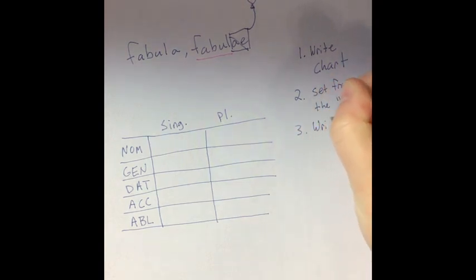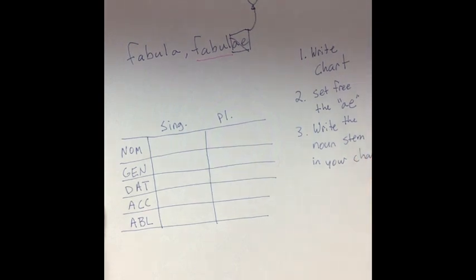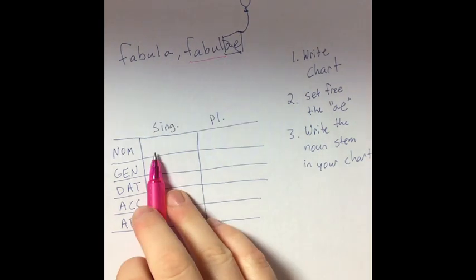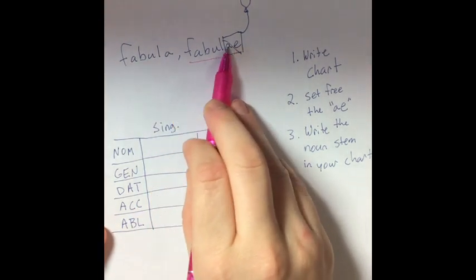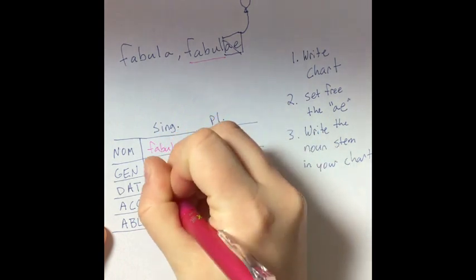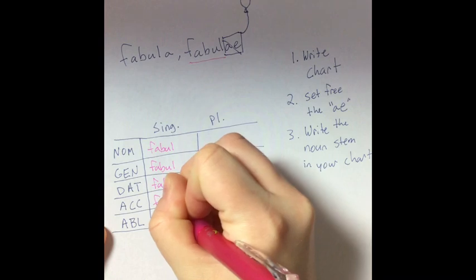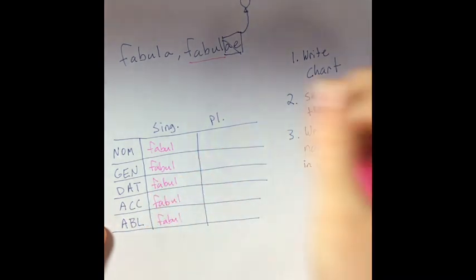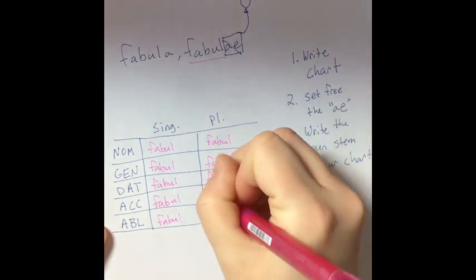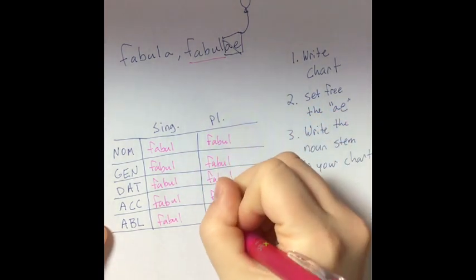All right, so after we set free our AE, then we are going to write the noun stem in your chart. Eventually I would like to change the way we do this a little bit, but for now this is the way we're going to do it because it will make sense to you. The noun stem is fabul because we set free the AE, so that part's gone. We're just going to write that in every single box. Halfway there. Pardon my handwriting. Oh, one more, sorry.